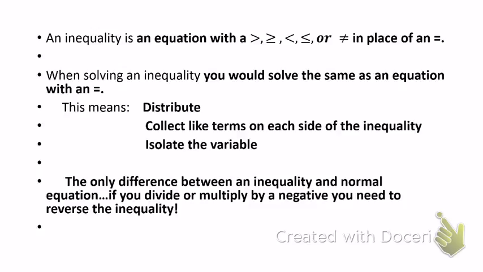When you solve an inequality, you're going to solve it the same as an equation that has an equal sign. That means we need to distribute, we need to collect our like terms on each side of the inequality, and we need to isolate the variable. The only catch is when you solve an inequality, if you multiply or divide by a negative, you have to reverse the inequality. So if we divide by a negative, a greater than will reverse and become a less than. If we have a less than or equal to, when we divide by a negative, it's going to switch to be a greater than or equal to. That's going to be a small catch that we just have to pay attention to.